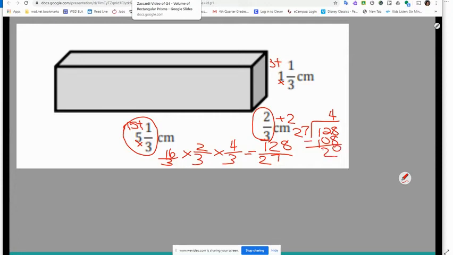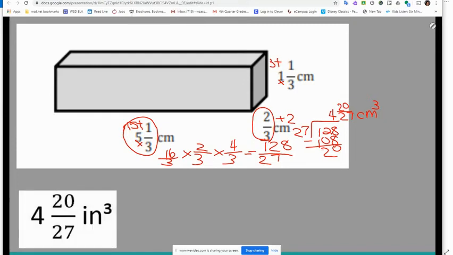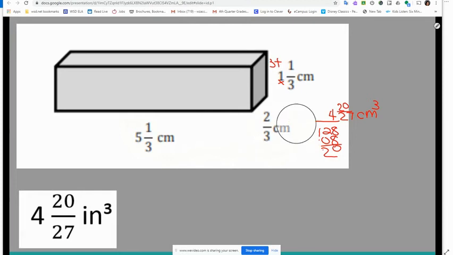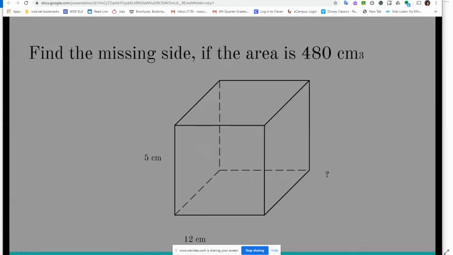So that 20 just goes right over our denominator. So that is the answer. Now guess what I forgot, folks? I forgot centimeters cubed. So let's see if our answer matches. Oh, it matches. And we have the correct answer. So just a little review on fractions.